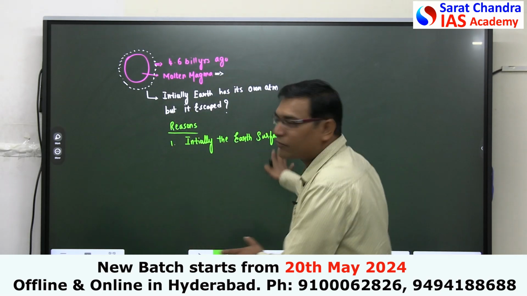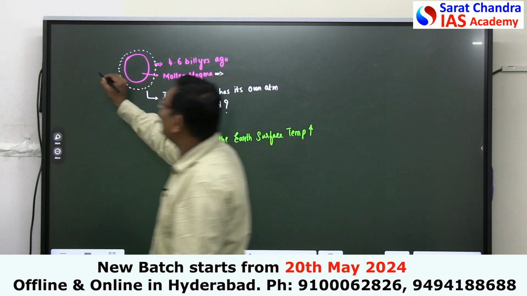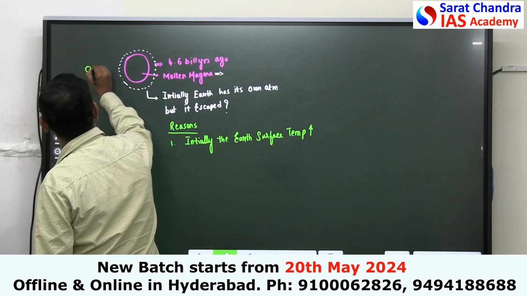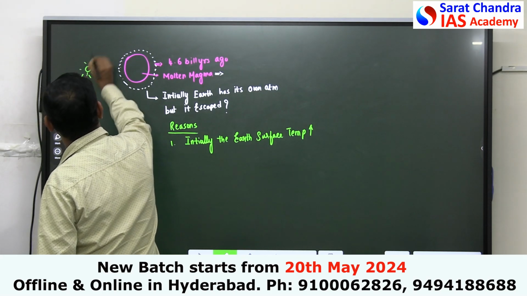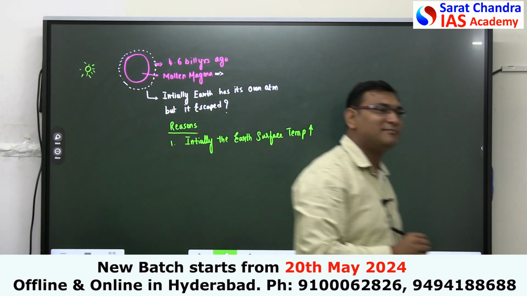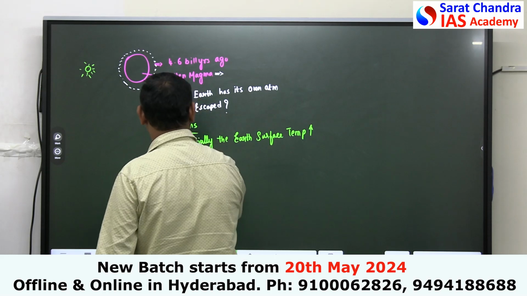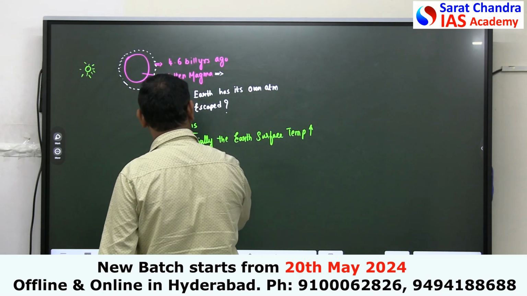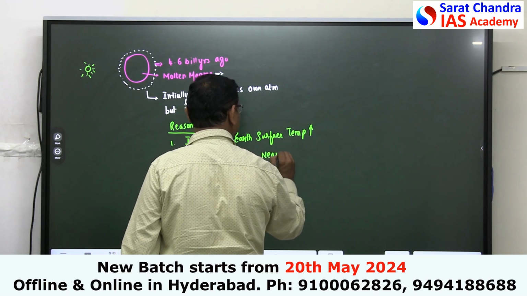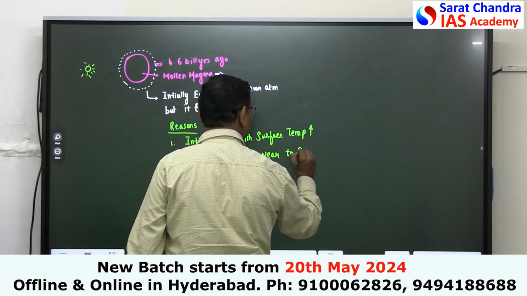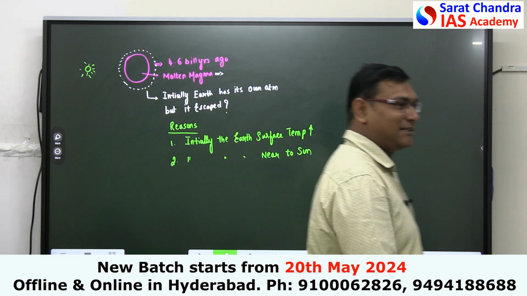Escape because the temperatures were high. There is one more reason. The earth in the initial stage was near to the sun. What will happen now? More insolation, more temperature. So can I say initially the earth was near to the sun? Same insolation, same escape.